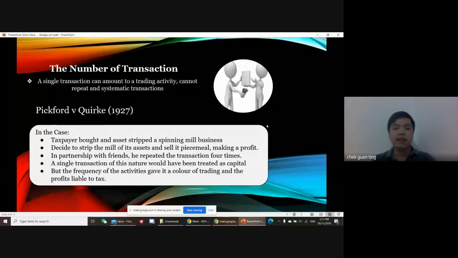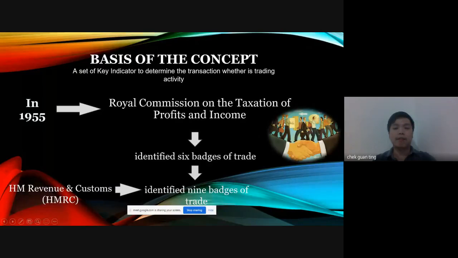Then the second is the number of transactions. A single transaction can amount to a trading activity, and it can also be repeated or a systematic transaction. For example, when I sell my own car four years ago, and next year I buy another car and sell it, then another month I repeat by buying and selling, then the HMRC will consider I am trading in cars.